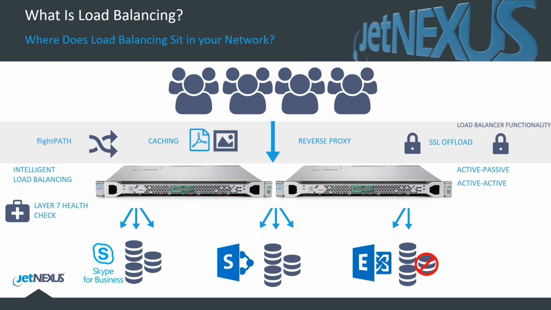One key area of functionality of intelligence that JetNexus provides is our FlightPath functionality. Now this operates on HTTP traffic in particular, and it allows us to do a lot of things to manipulate the requests and responses as they pass through the load balancer. And again, I'll demonstrate some of the areas where this can get used during the demo time.